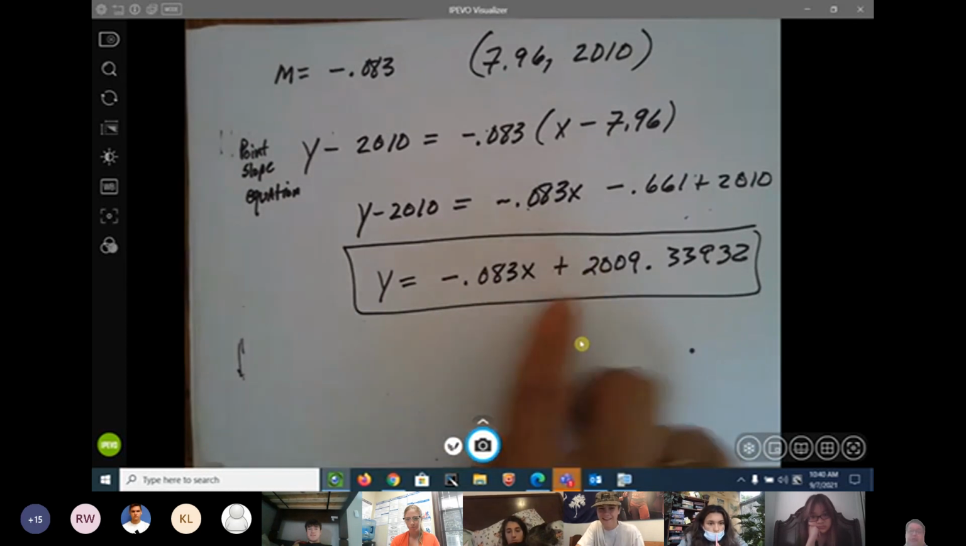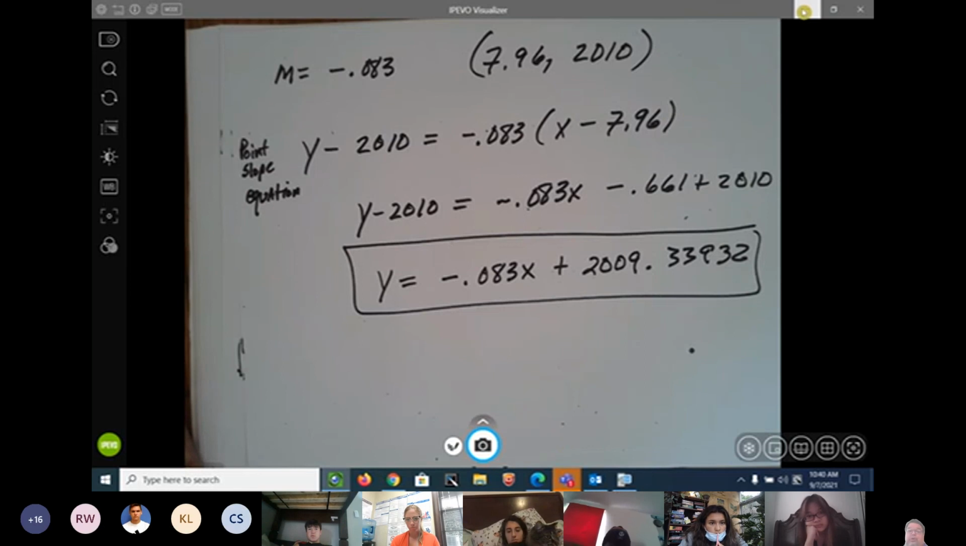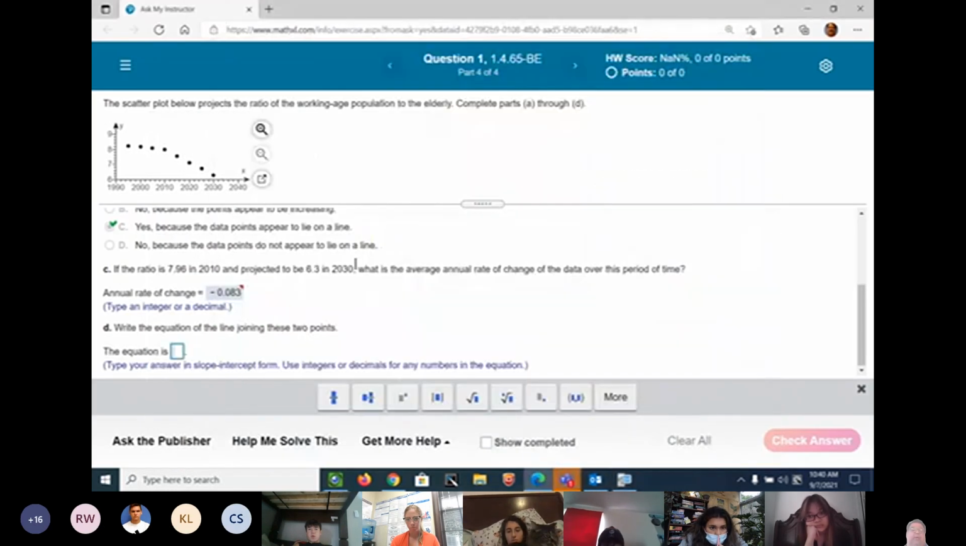All right. So that's what I still don't know what they're doing here. I'm going to type this in and see if we got that right. It says use decimals. It doesn't say round. This question is not very detailed. Negative 0.083x plus 2009.34. And it doesn't say anything about rounding. It's very vague. I still don't know how they got that. They did something funny.